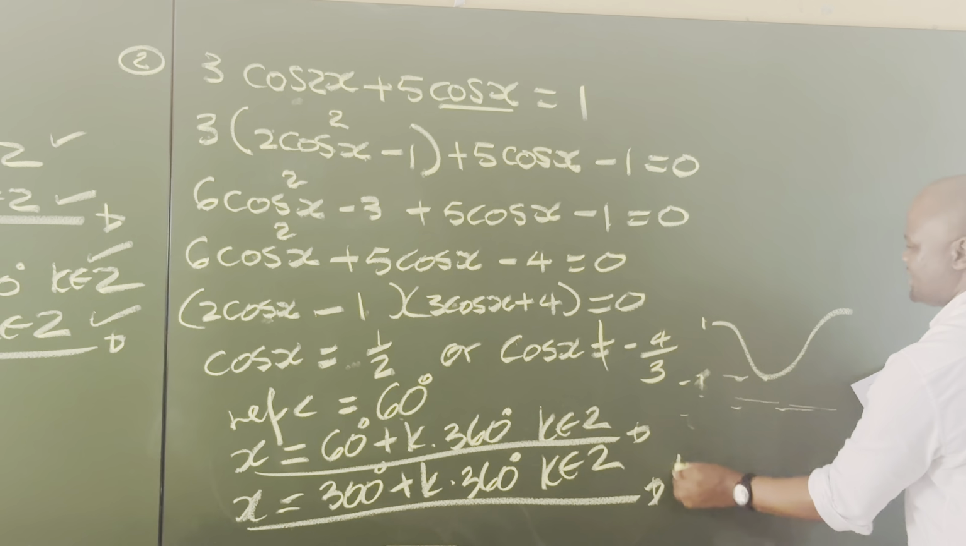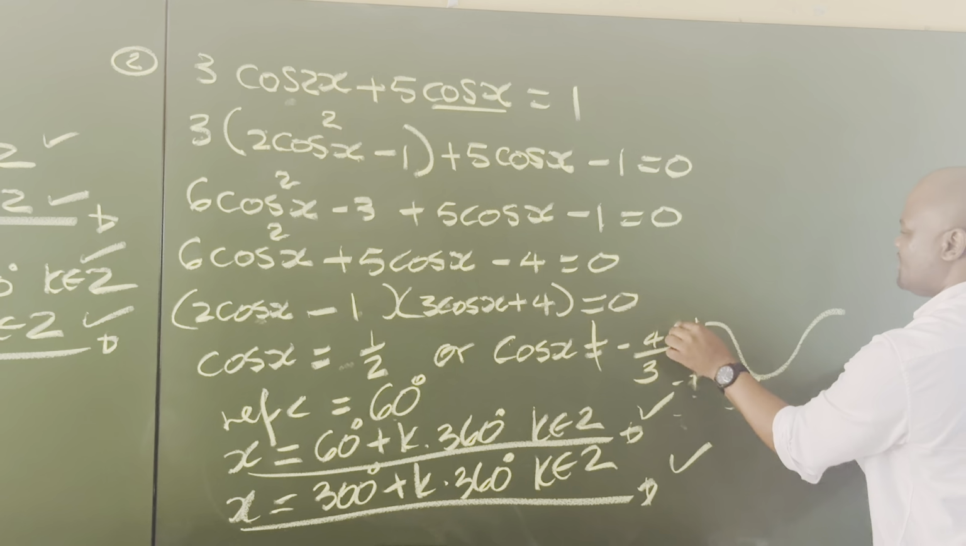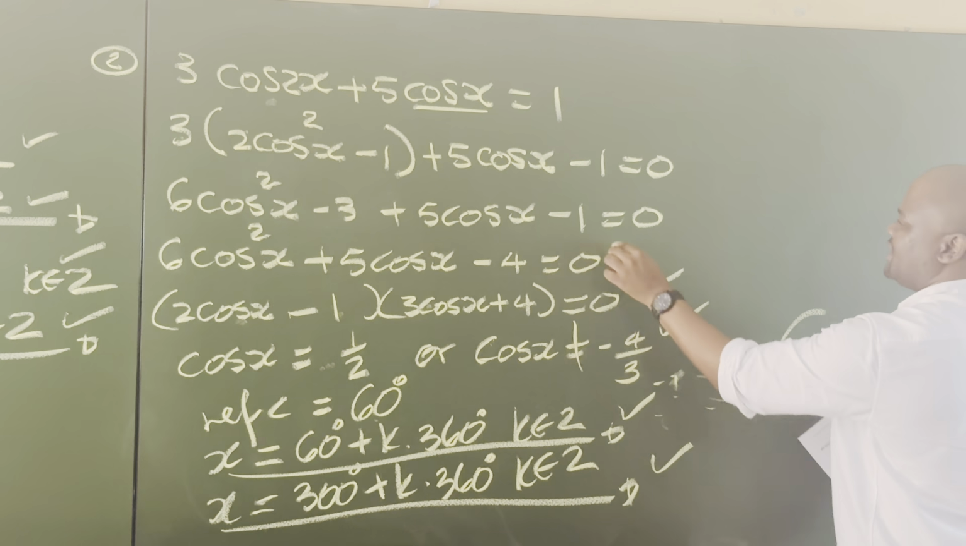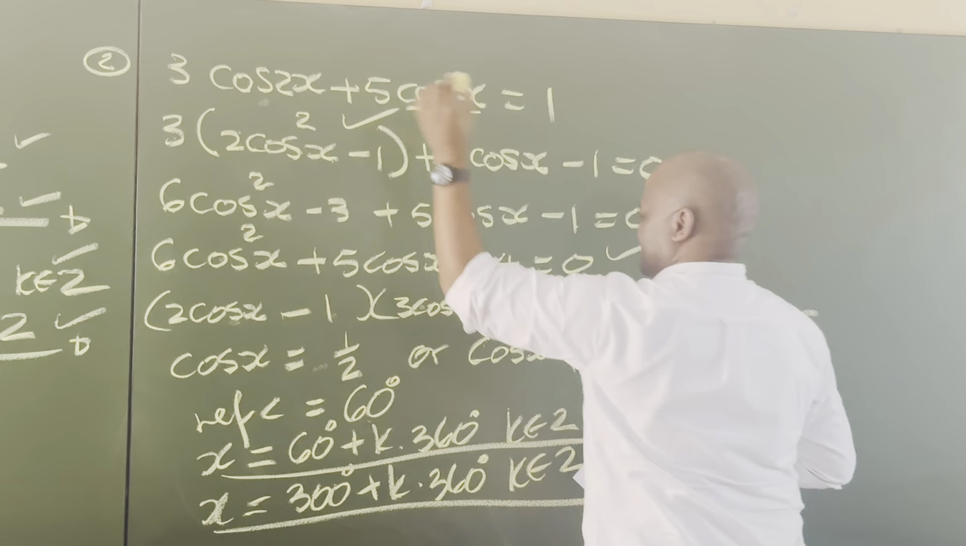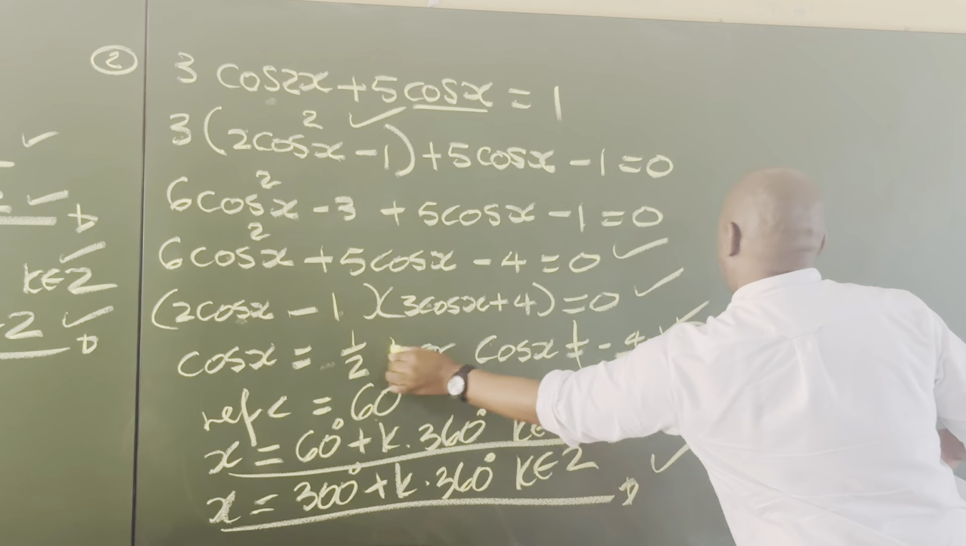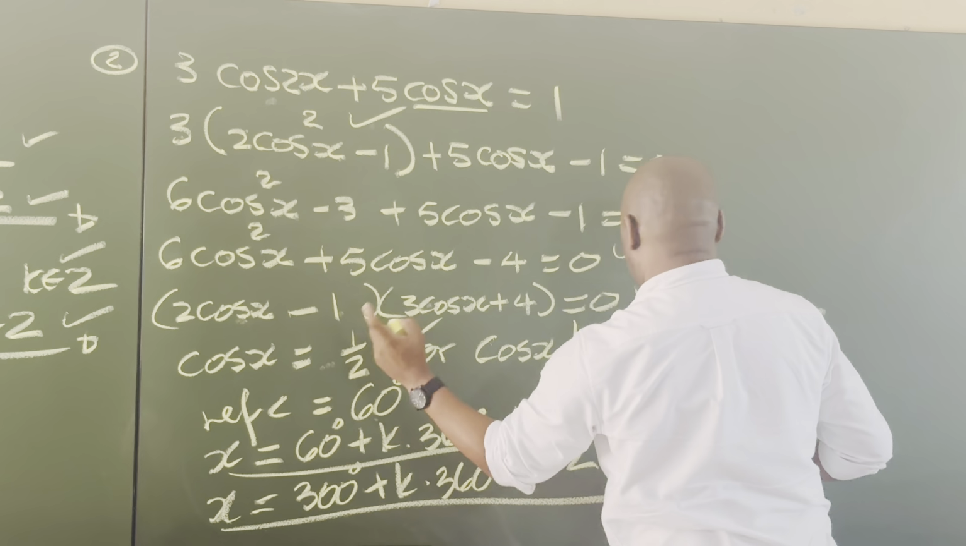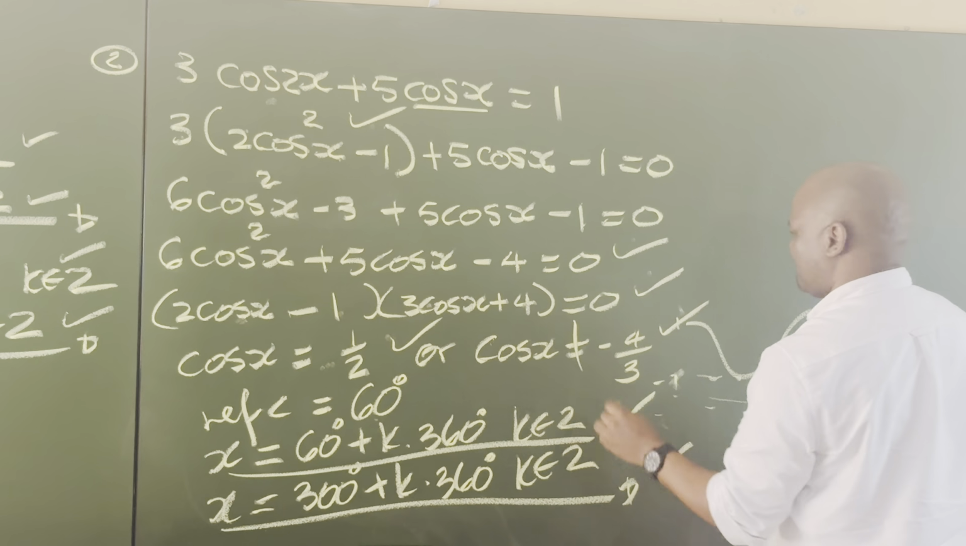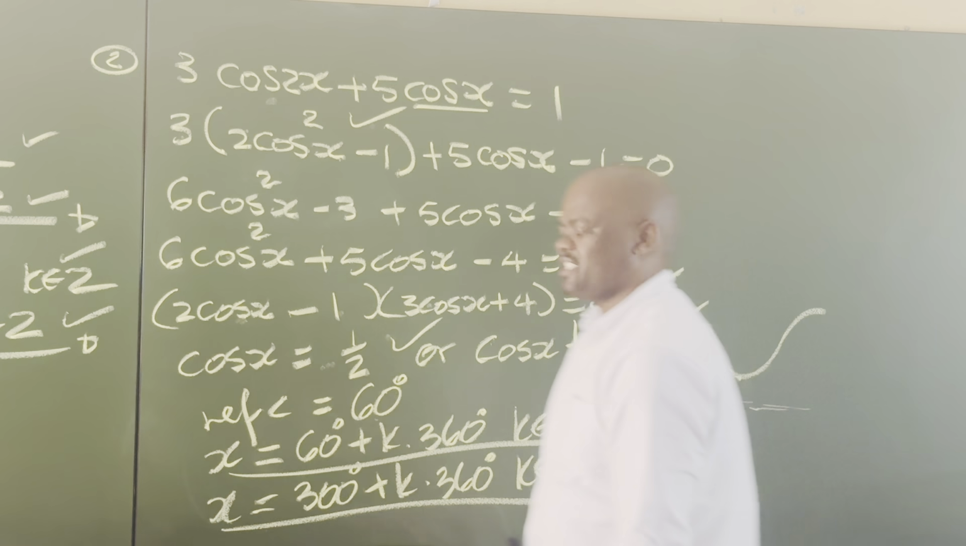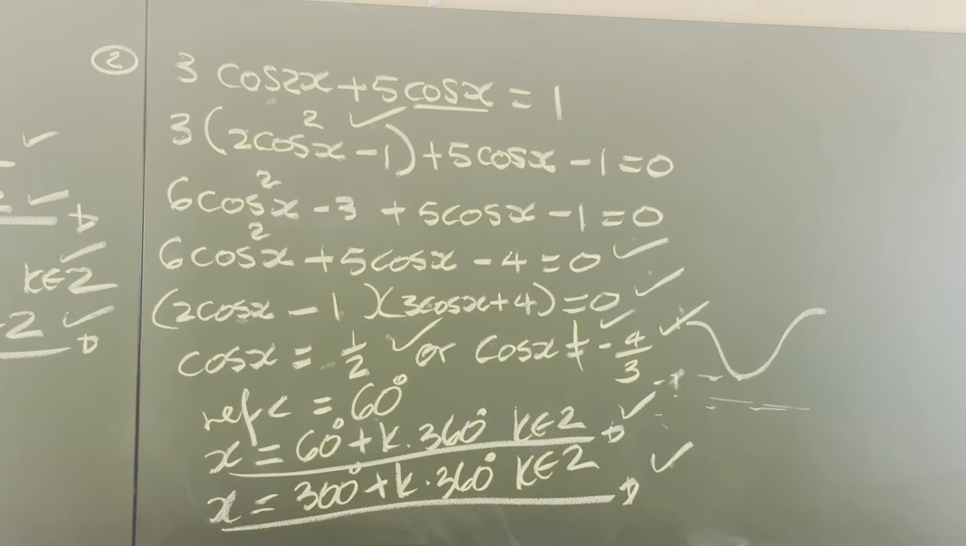How many marks? 7 marks. So it's 1 for this step, 1 for this one, then for changing there, 1, 2, 3, 4, 5, 6. Maybe the other mark will be allocated for restricting the other solution. Okay. Questions? No questions so far.